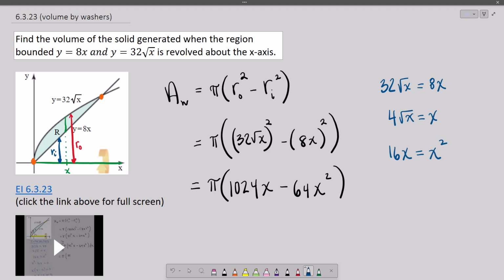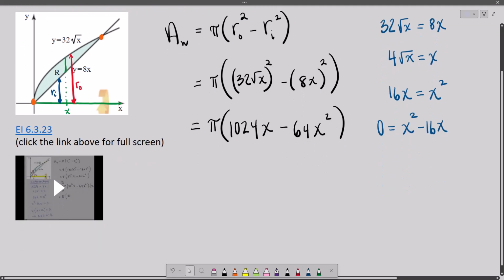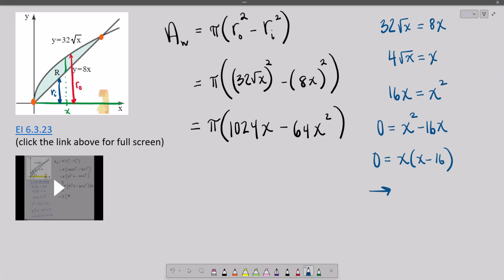Square both sides. And then we put everything to one side and factor. Move everything to one side. Factoring here is quite simple because the only thing that we can do is factor out an x. And then we apply the so-called zero product rule. The only way a product can be 0 is if one of the factors is 0. At least one of the factors. So that tells us that we're at 0 and 16. So we're going to integrate across from 0 to 16.